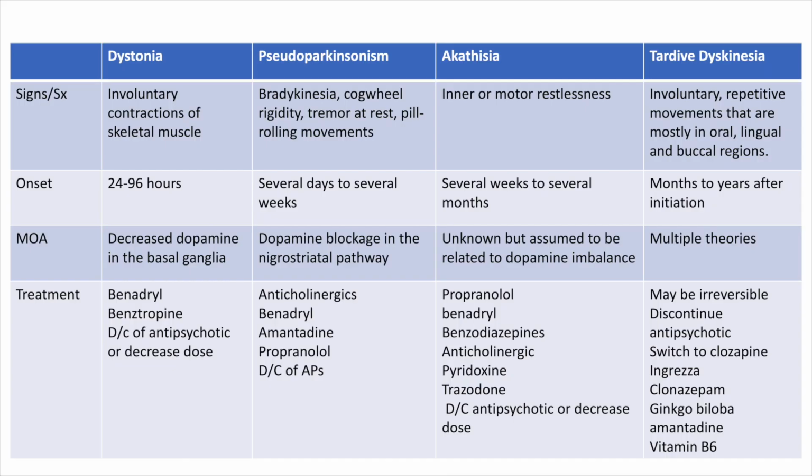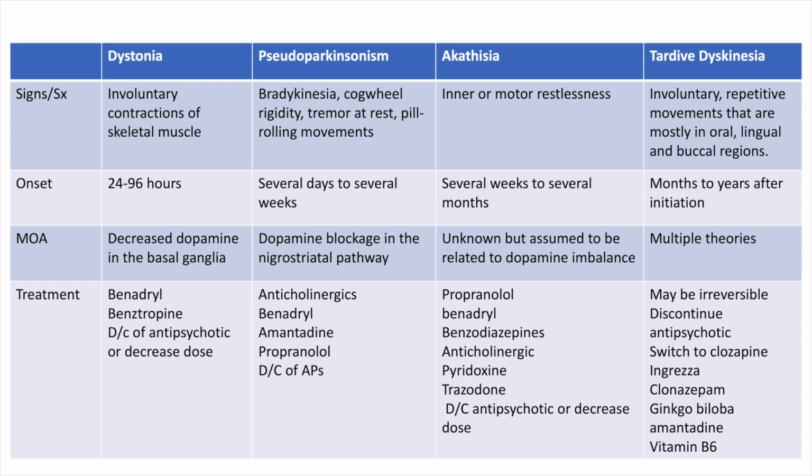Here is a table of the 4 most common extrapyramidal symptoms, and all the other ones branch out from these foundational ones. There's dystonia, which is the involuntary contractions of skeletal muscle. We see this really quick. The onset is 24 to 96 hours. And this is due to a decreased dopamine in the basal ganglia.